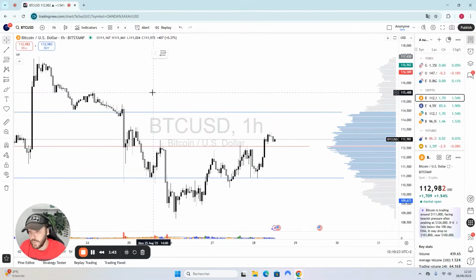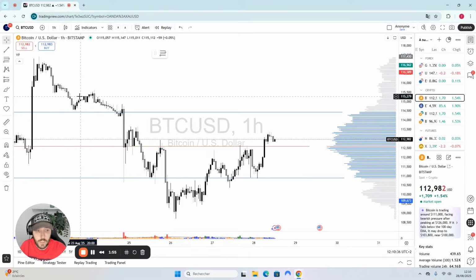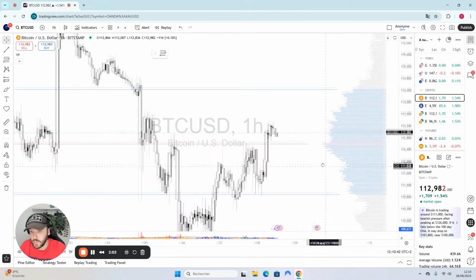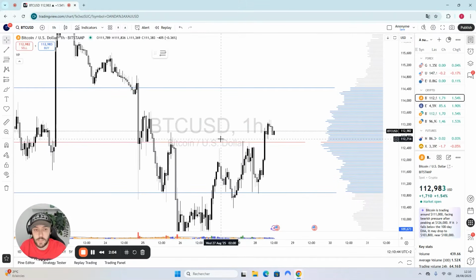Now, first step, let me explain to you what volume profile is and how you will be using it, and then explain to you how to get the indicator and how to have it on your TradingView 100% for free. So basically, volume profile is giving you vertically where the trading activity of any asset is happening.